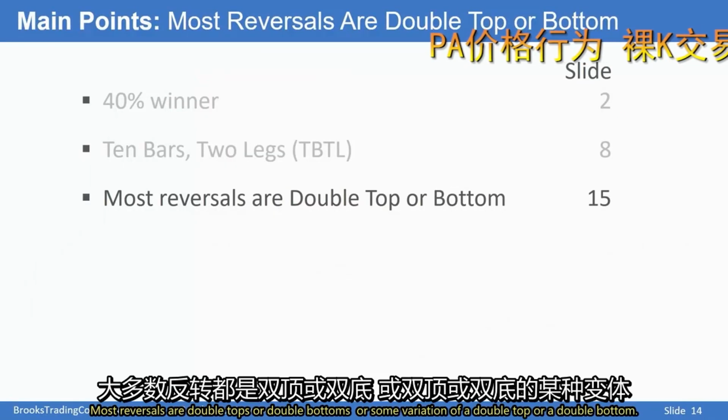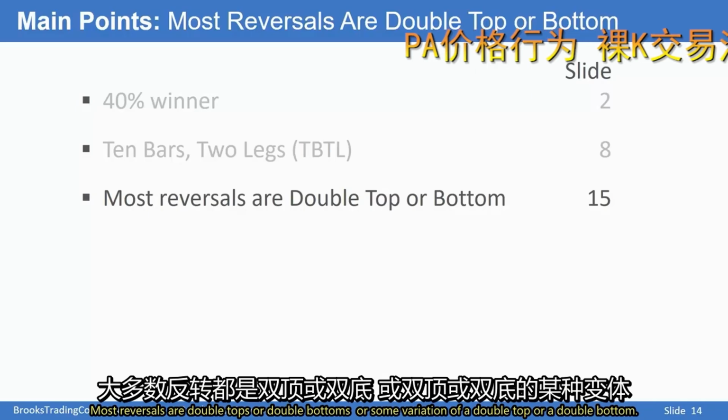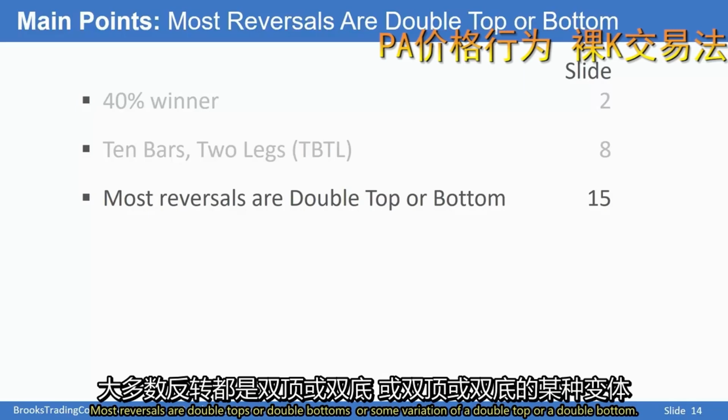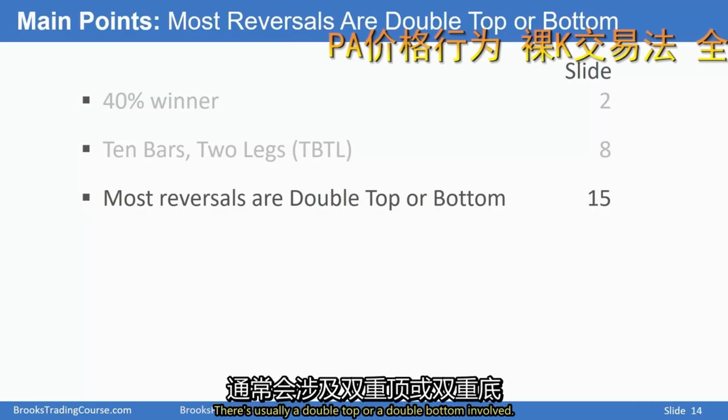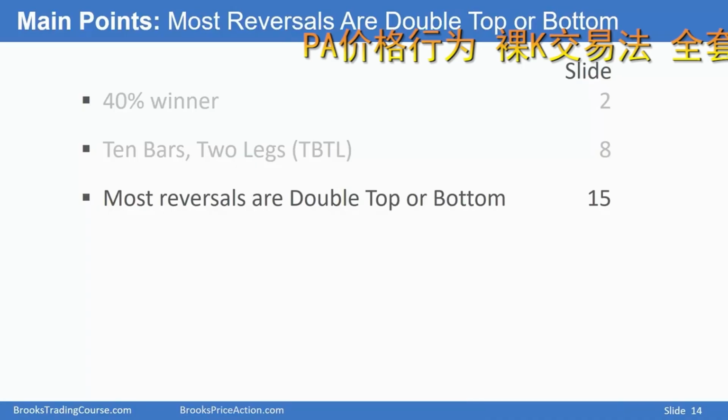Most reversals are double tops or double bottoms, or some variation of a double top or double bottom. And that's even true with wedge reversals. So there's usually a double top or a double bottom involved.